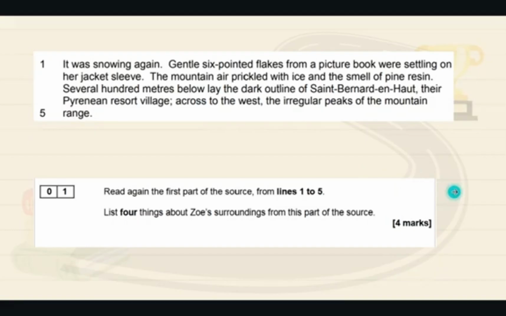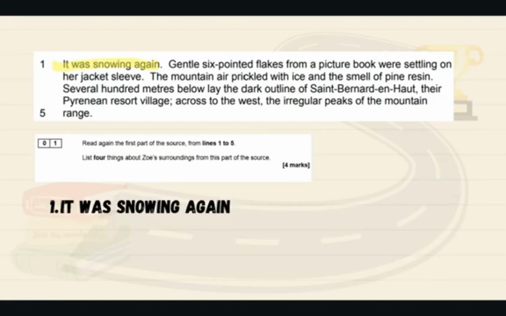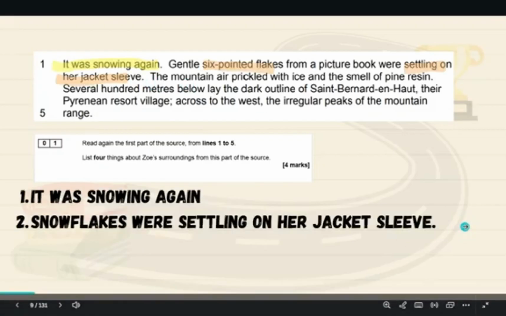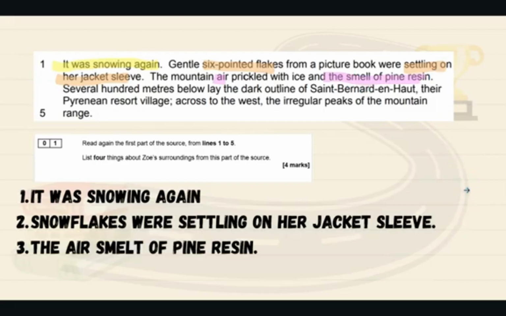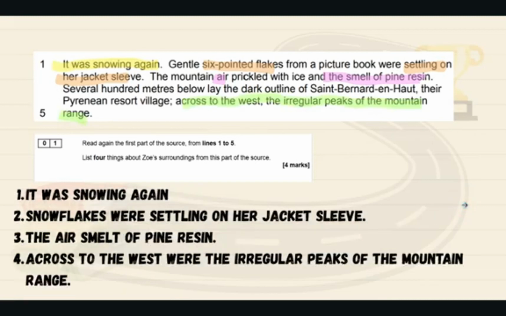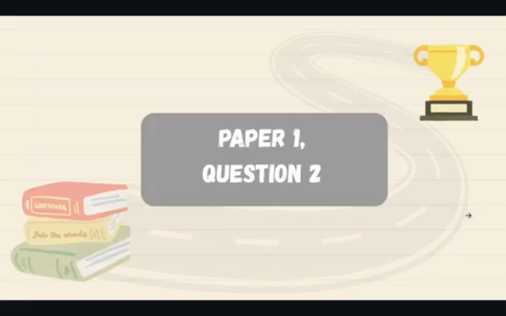Right, let's have a look at this together. So the first part of this answer I've put is the fact it was snowing again in Zoe's surroundings, and you can see I've highlighted that in the extract. Next, I said snowflakes were settling on her jacket sleeve, and you can see that in the orange quotes highlighted. Then I've highlighted the pink quote here, and I've written down the air smelt of pine resin. And lastly, I've highlighted the green quote here, and I've written down across to the west were the irregular peaks of the mountain range.